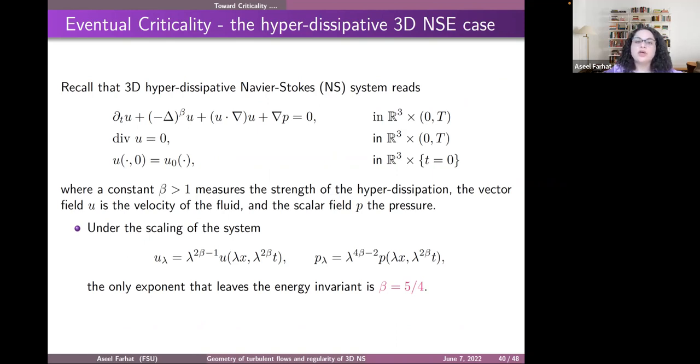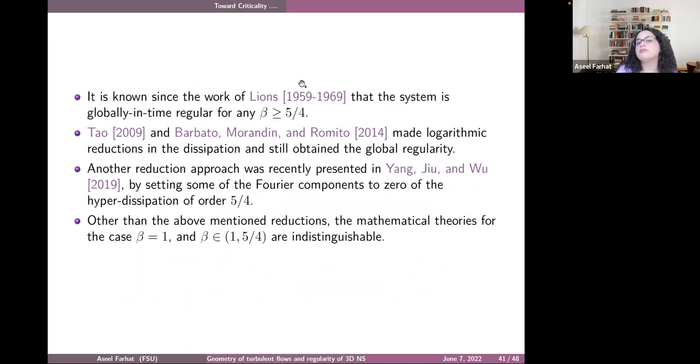Now, hyperdissipative Navier-Stokes has a scaling very similar to Navier-Stokes, except you have these exponents that carry beta. It's the same type of scaling. By looking at the scaling, you can see that the energy class becomes critical for the case beta equal to 5/4. This has been known for a while, going back to the works of Lions in the late 50s and the 60s: for any beta greater than or equal to 5/4, you have a global in time regular solution. Now, we still stand at this 5/4. So the region between 1 and 5/4 remains basically an open question.